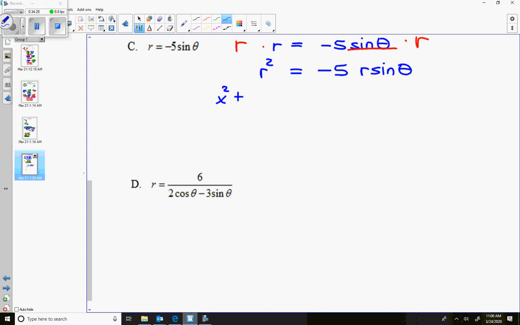Left side, r squared is x squared plus y squared, and for the right side, r sine theta is just simply y. Now, I don't know why you can't leave it just like that. I think you probably can, but the textbook people went ahead and just moved the -5y to the other side. So they wrote x squared plus y squared plus 5y equals 0. It doesn't really matter. Just so that when you're checking your answers, they just moved it one step further.